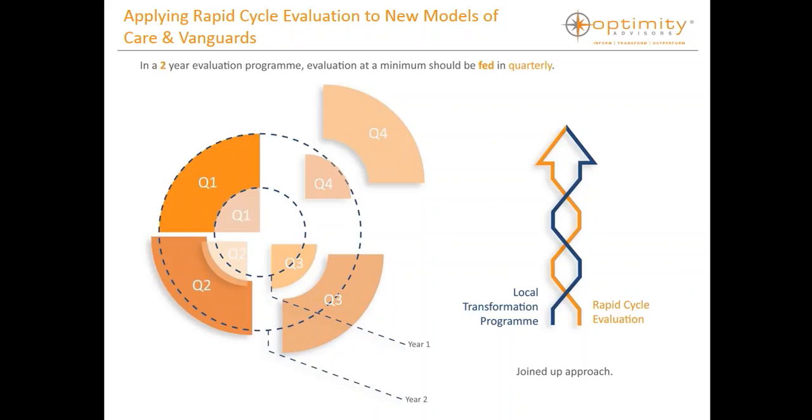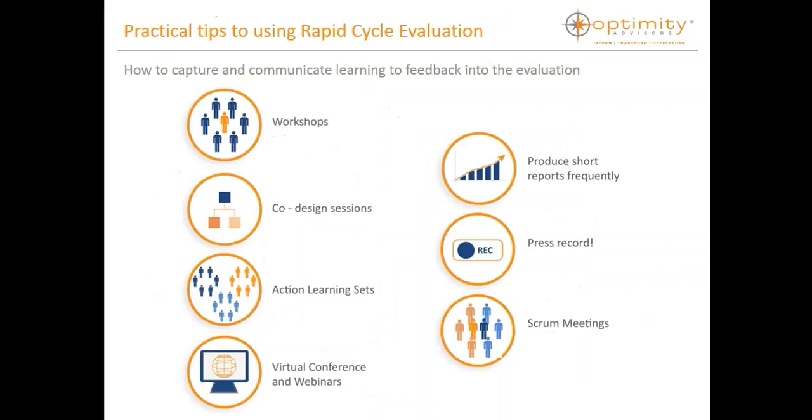Using the framework we've just discussed as a guide, you can create a rapid cycle evaluation that is targeted, tailored, and useful to the intervention's objectives. In a 2-year evaluation program, for example, evaluation at a minimum should be fed in quarterly. It needs to be a joined-up approach, running in parallel with the local transformation program, interlinking at certain points. This hasn't traditionally been done, but it enables the program team to learn, or, as in PDSA, study, and act on this information, modifying the program accordingly.